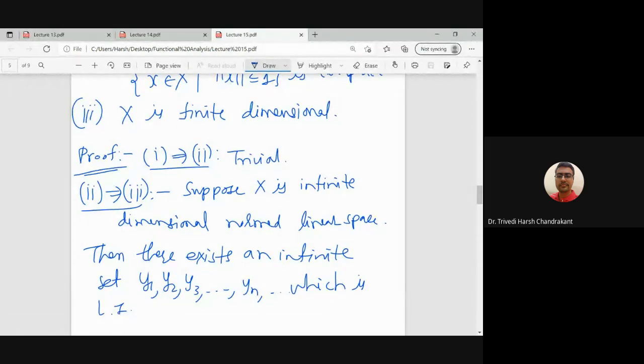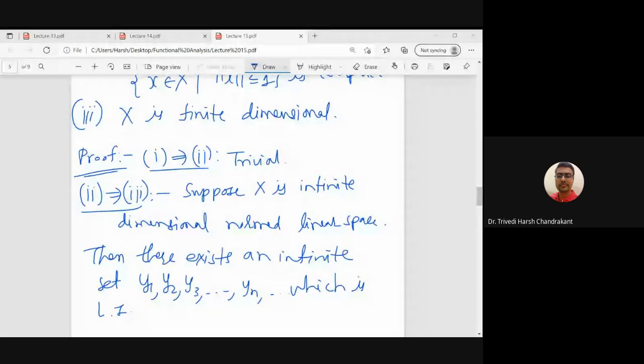So when we discuss the set of all polynomials, we discussed that it has an infinite linearly independent set, basically 1, x, x square, and so on. So this set is a linearly independent subset of the set of all polynomials. So an infinite dimensional vector space always contains a set which is infinite and contains linearly independent elements.